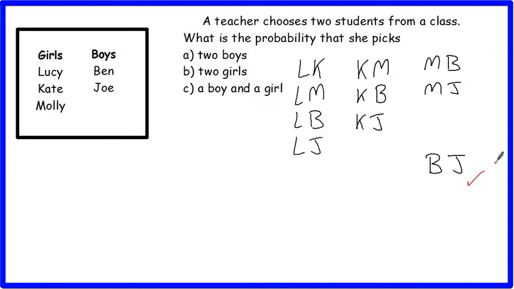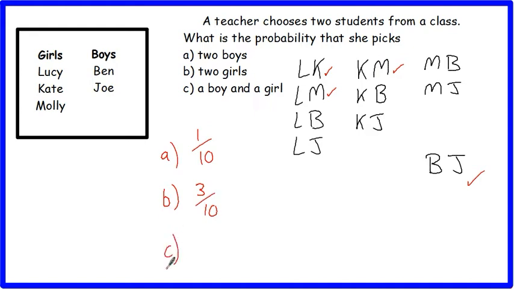Now, the probability that she picks 2 boys. Well, the only 2 boys are Ben and Joe. There are 1, 2, 3, 4, 5, 6, 7, 8, 9, 10 outcomes, so 1 out of 10. For 2 girls, it's Lucy and Kate, Lucy and Molly, Kate and Molly. So 3 out of 10.